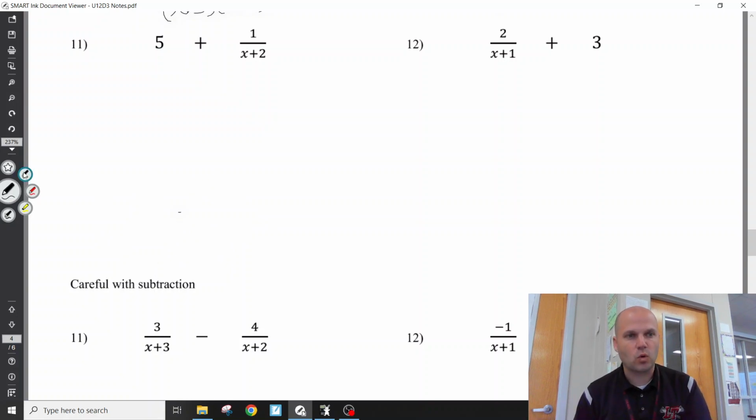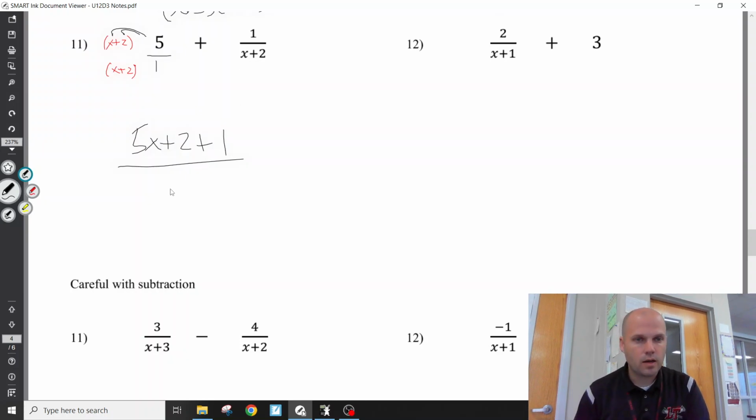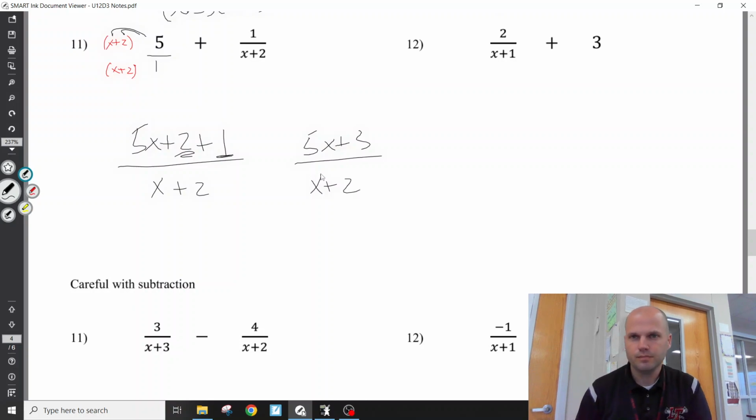So write this as 5 over 1. To create a common denominator, multiply this by the denominator x plus 2. Distribute the 5 to be 5x plus 10 over x plus 2. I mean, we can go ahead and make it a common denominator. So 5x plus 2, plus 1, common denominator x plus 2. Now we can go ahead and add the 2 and the 1, and we get 5x plus 3 over x plus 2. Okay, same here.